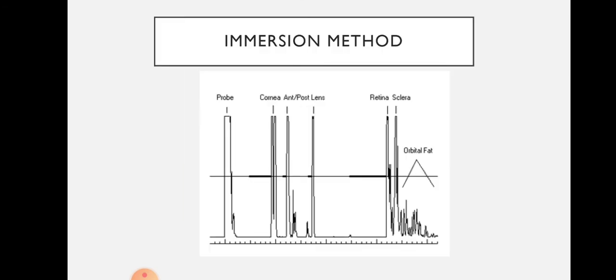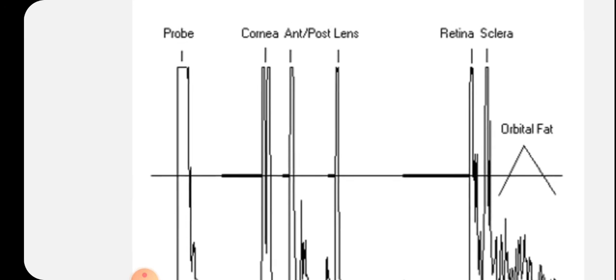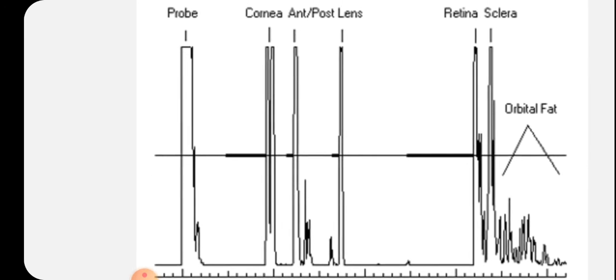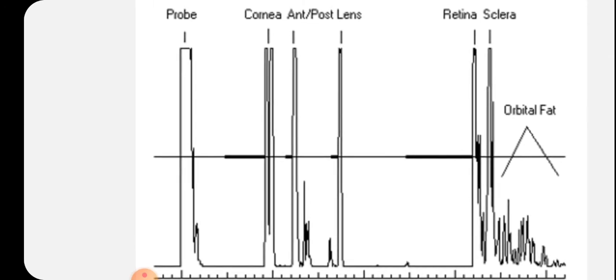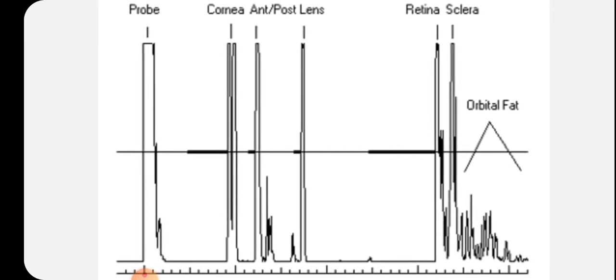Now in the immersion method, the display of those spikes is a little bit different from the contact method. Here an extra spike can be seen at first, that is, you can see that the probe itself has a spike there, and after that the cornea has two spikes, cornea anterior and cornea posterior.